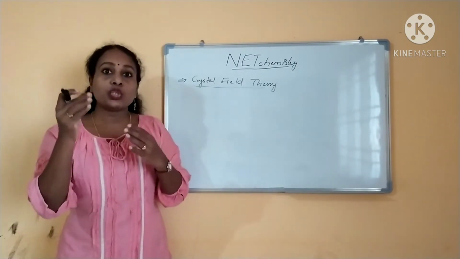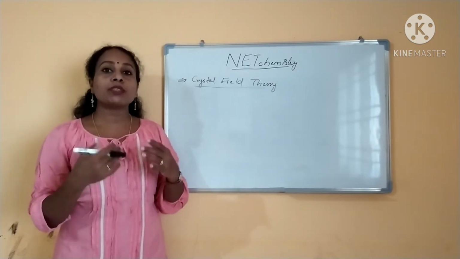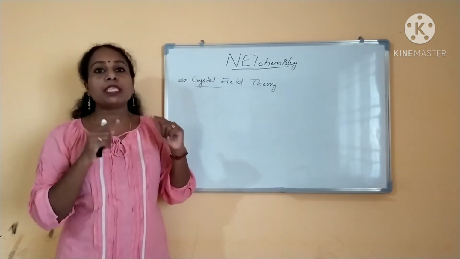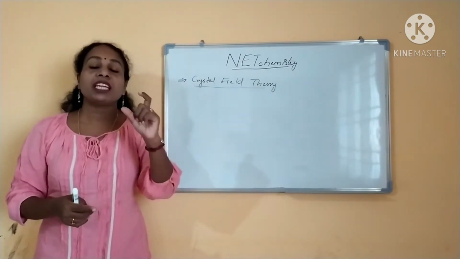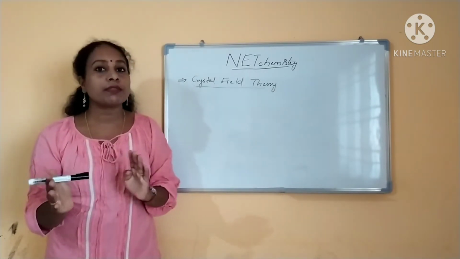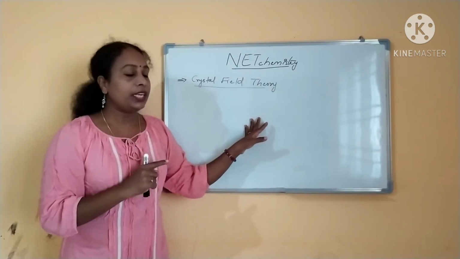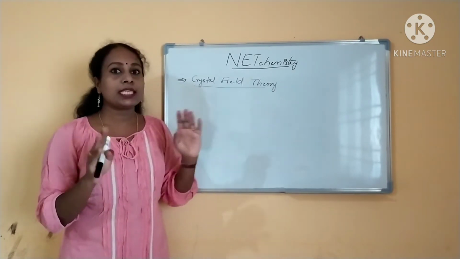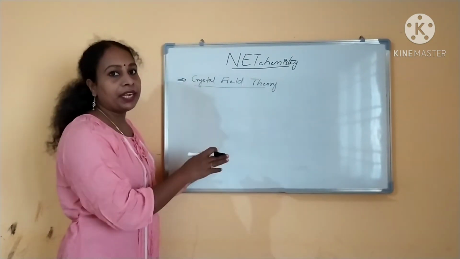Once the metal is attached to the ligands and forms a complex, what will happen? The d orbitals will split into different energy levels. Why does it split? This splitting gives stability to the complex. Compared to the pure metal, the complex will be more stable. That is what this theory is saying. Before starting the detail, I would like to remind you that this is purely from an examination point of view.